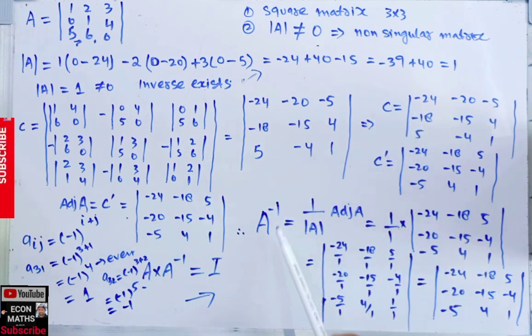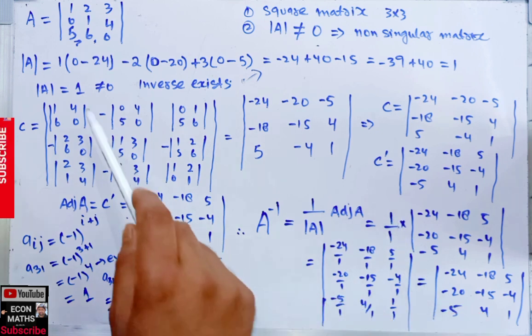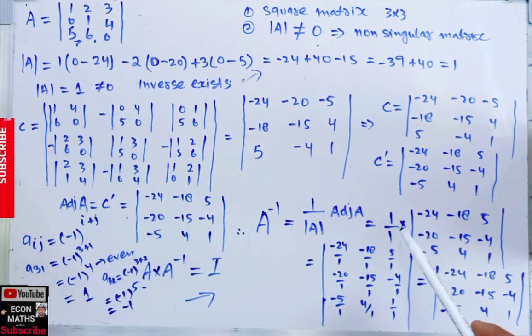Now the inverse is given as 1 divided by the determinant multiplying the adjoint A. That is 1 divided by the determinant, which is here 1, multiplying this with this adjoint A. Now after dividing, we got this minus 24, minus 18, 5, and so on. This is the method how to find the inverse of a matrix.